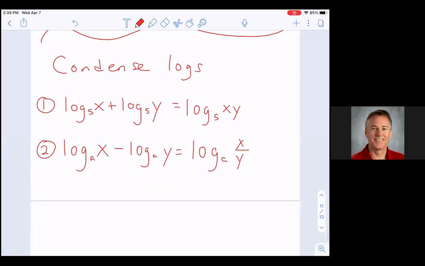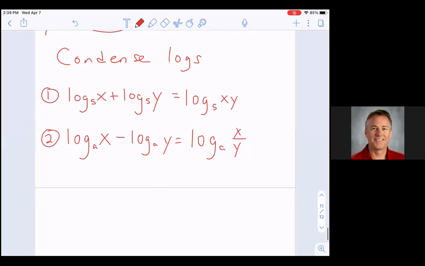And then the third one is there's a power rule. If we had, let's say, log base b of x to the y power, we can write that y out in front here as a coefficient. So that can be written as y times log base b of x.